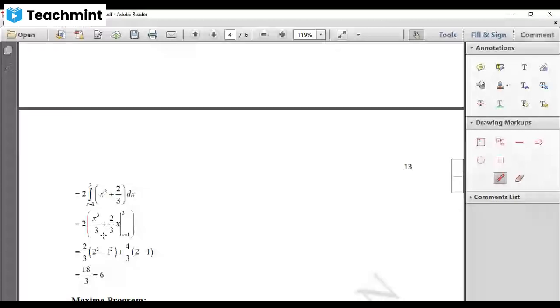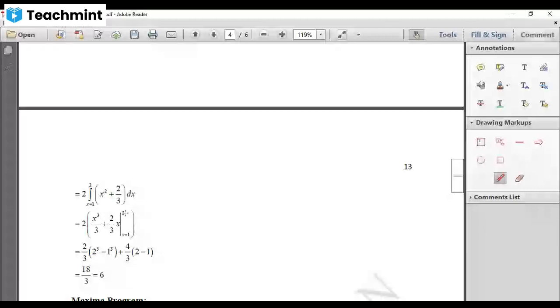Now the integral of x square is x cube by 3, plus 2 by 3 is constant. The integral of 1 is x. Apply the limits. So you'll get 2. Okay. Now I'll multiply this 2 with this. 2 into 1 by 3 is 2 by 3.